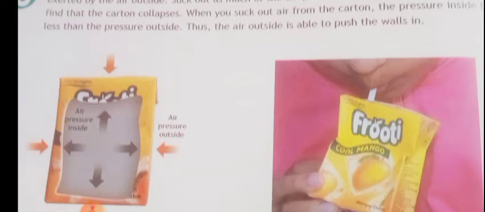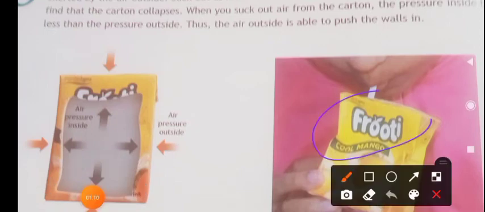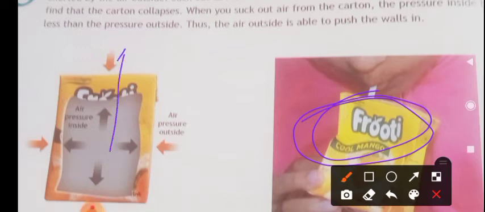So for example, if you are taking a juice, as shown in the figure, when you suck it, what happens? The shape of the container gets collapsed. Why does this happen? You are sucking out the air present inside it, isn't it?